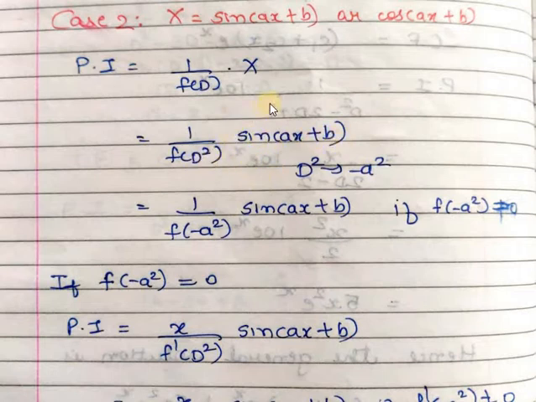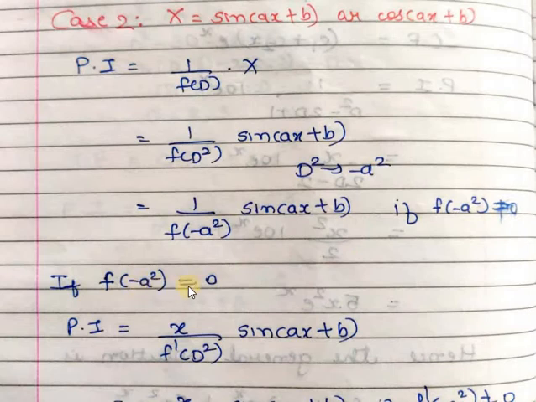Now here, if the right hand side of the equation is sin or cos, then we will have to replace D² by minus a². So here we will replace D² by minus a². So it will be 1 divided by f(−a²) sin(ax + b) if f(−a²) is not equal to 0. So in the equation, wherever it is D², we will have to replace D² by −a², if f(−a²) is not equal to 0.